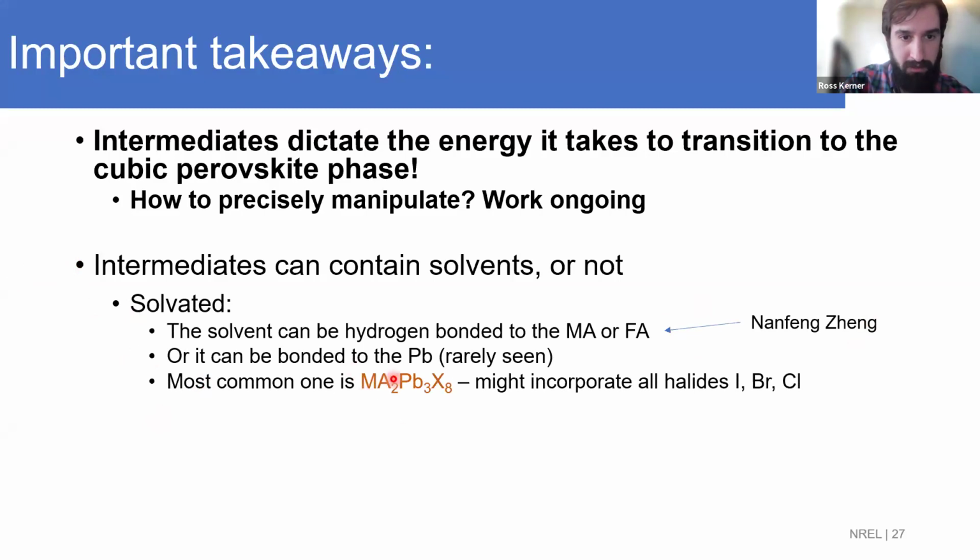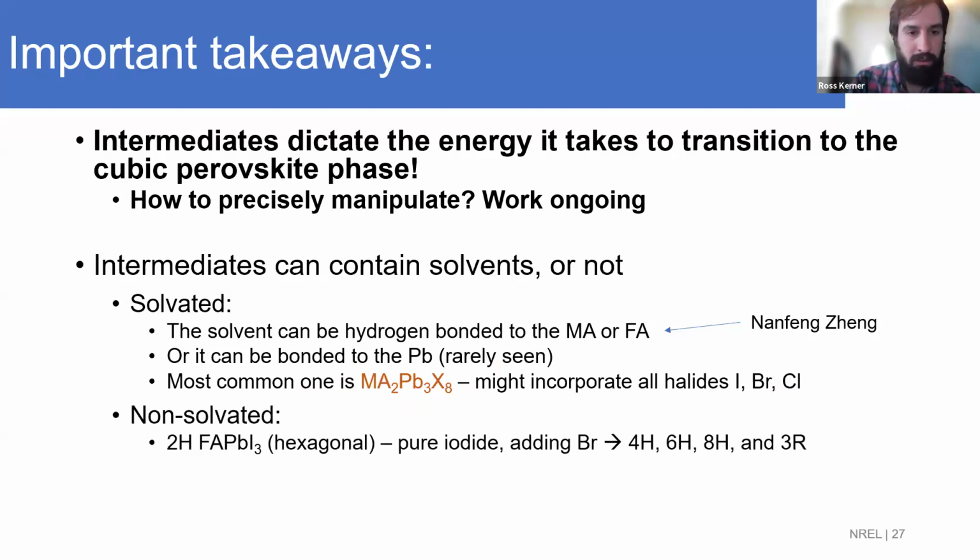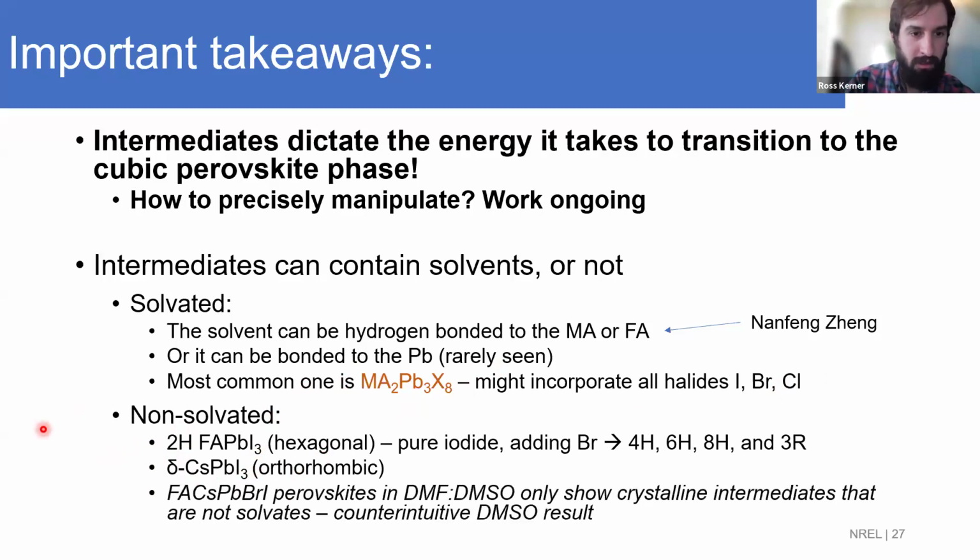If you have MA in your system, it seems to greatly increase the Pb3I8 tendency to form, which can be mixed halides, but it's not the right stoichiometry for perovskite. And then you can have the 2H non-solvated, and we're going to look at the 6H, 8H, and cubic further. And just a reminder that delta cesium PbI3 is one of these delta phases, but it's orthorhombic and doesn't have any of the same bonding motifs. So I encourage you to help us adopt the 2H FAPbI3 terminology.